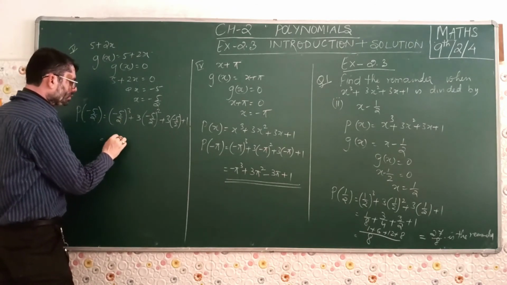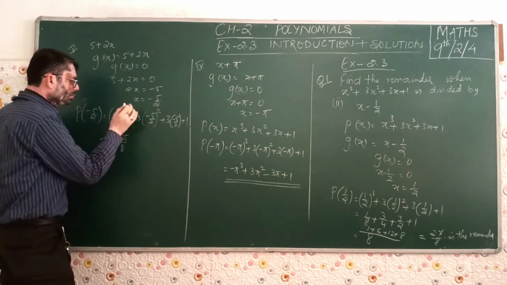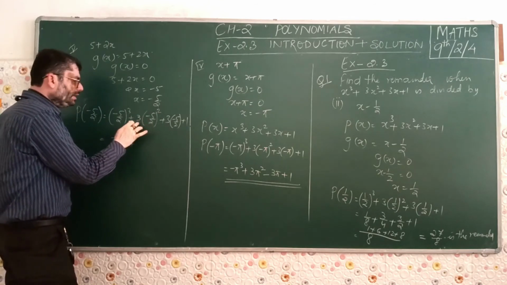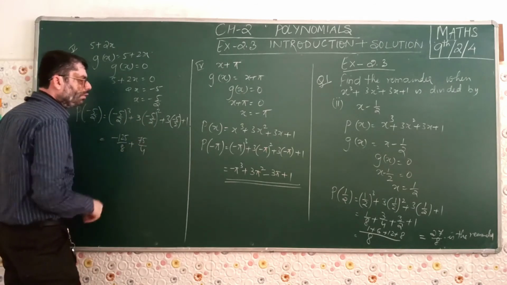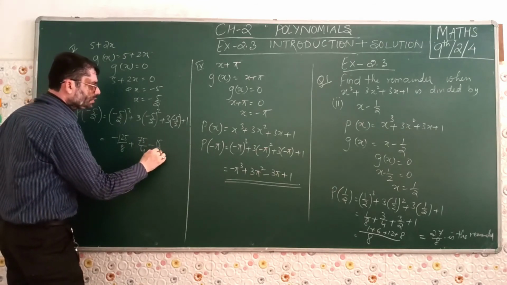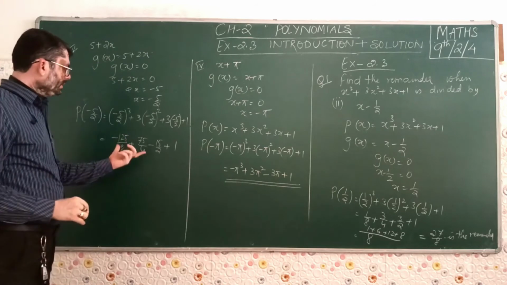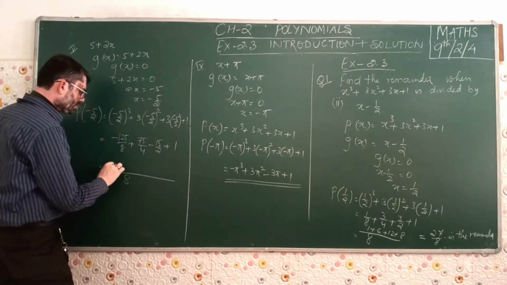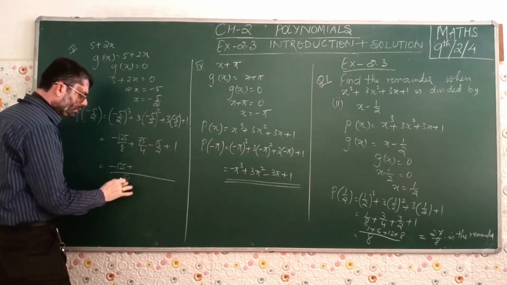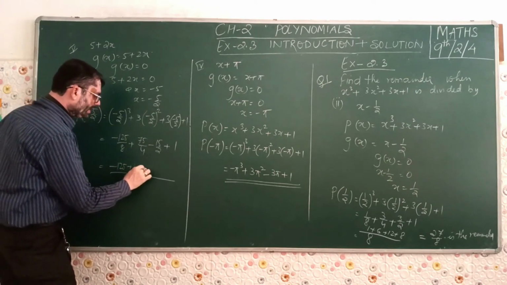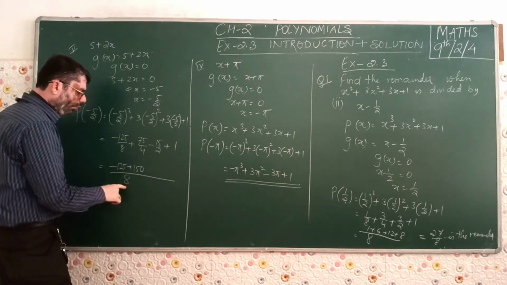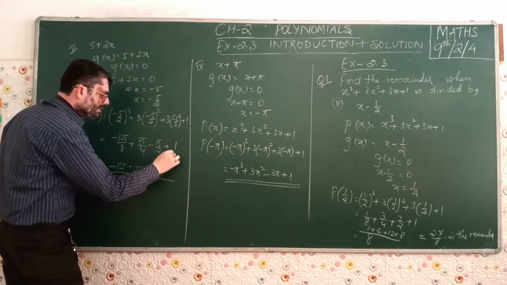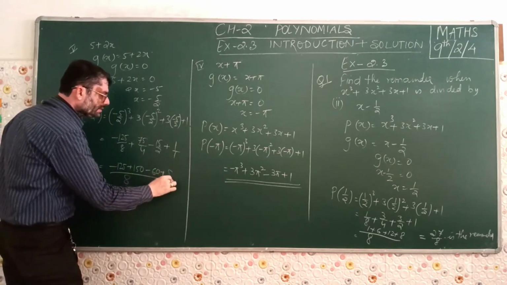So minus 5 by 2 whole cube is minus 125 by 8 cubing it plus minus 5 by 2 whole square is 25 by 4 into 3 is 75 by 4. This is minus 15 by 2 plus 1. Taking the LCM and simplifying, the LCM is 8. So 8 ones are 8, so this is minus 125 plus 4 twos are 8, so that 2 is multiplied with 75, it becomes 150. Then 2 fours are 8, so we are getting 4 as a multiple, so 4 into minus 15 is minus 60, plus this is 1 upon 1, 8 ones are 8, so this is 8.